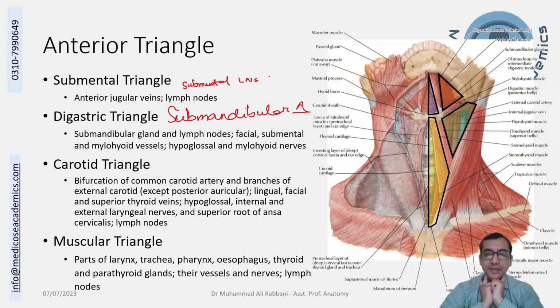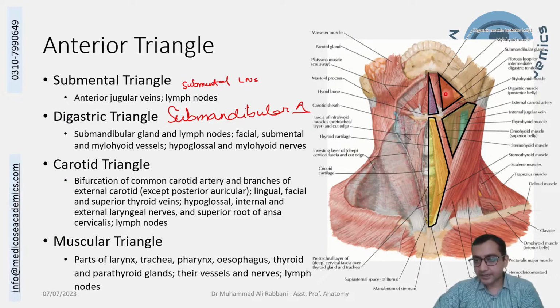Submandibular triangle, digastric triangle. This is okay. Here is the submandibular triangle. Below it, there is a submandibular space that I skipped earlier. I will go to it just after this. It contains, as we see by the name, the submandibular gland, and the lymph nodes present here have the same name. And the facial artery and facial vein move through this.